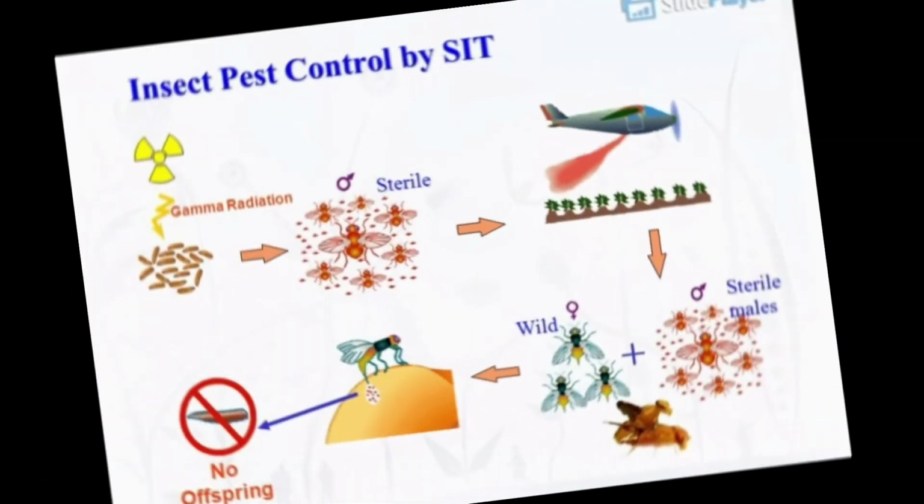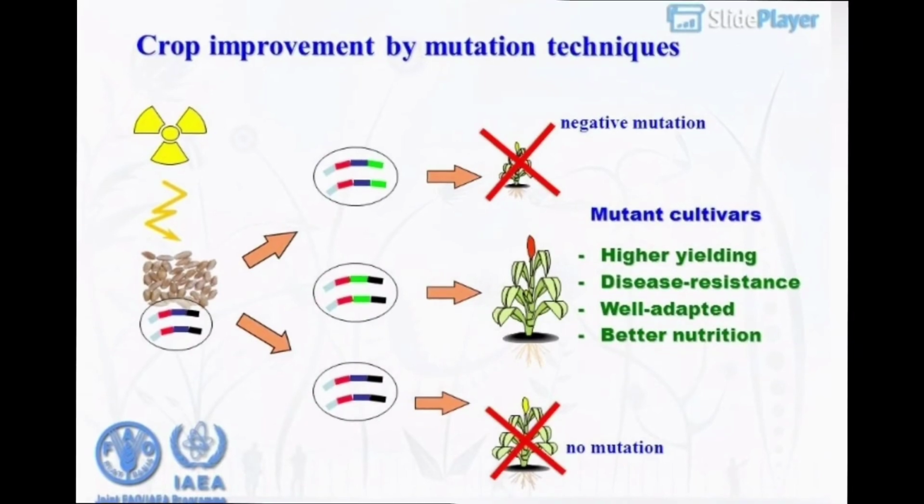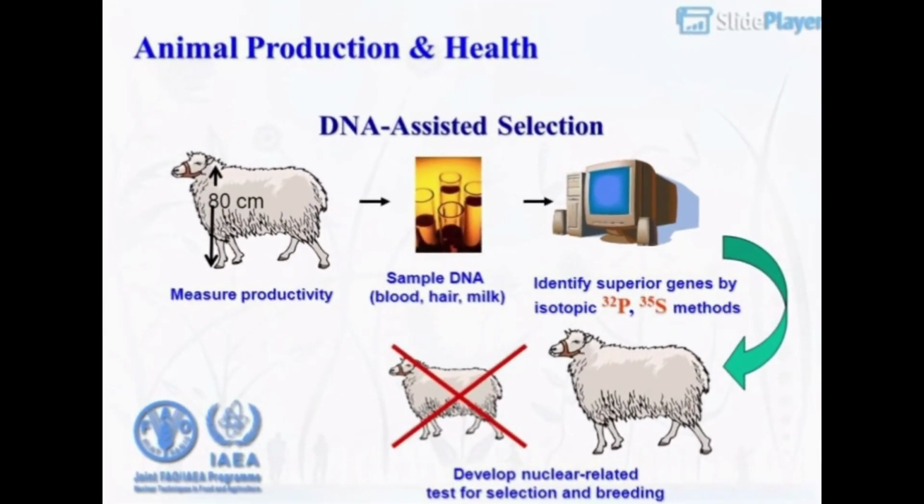What are the nuclear techniques used in food and agriculture? The techniques used are insect and pest management, food safety, food irradiation, mutation breeding, animal production and health, and soil fertility and irrigation.